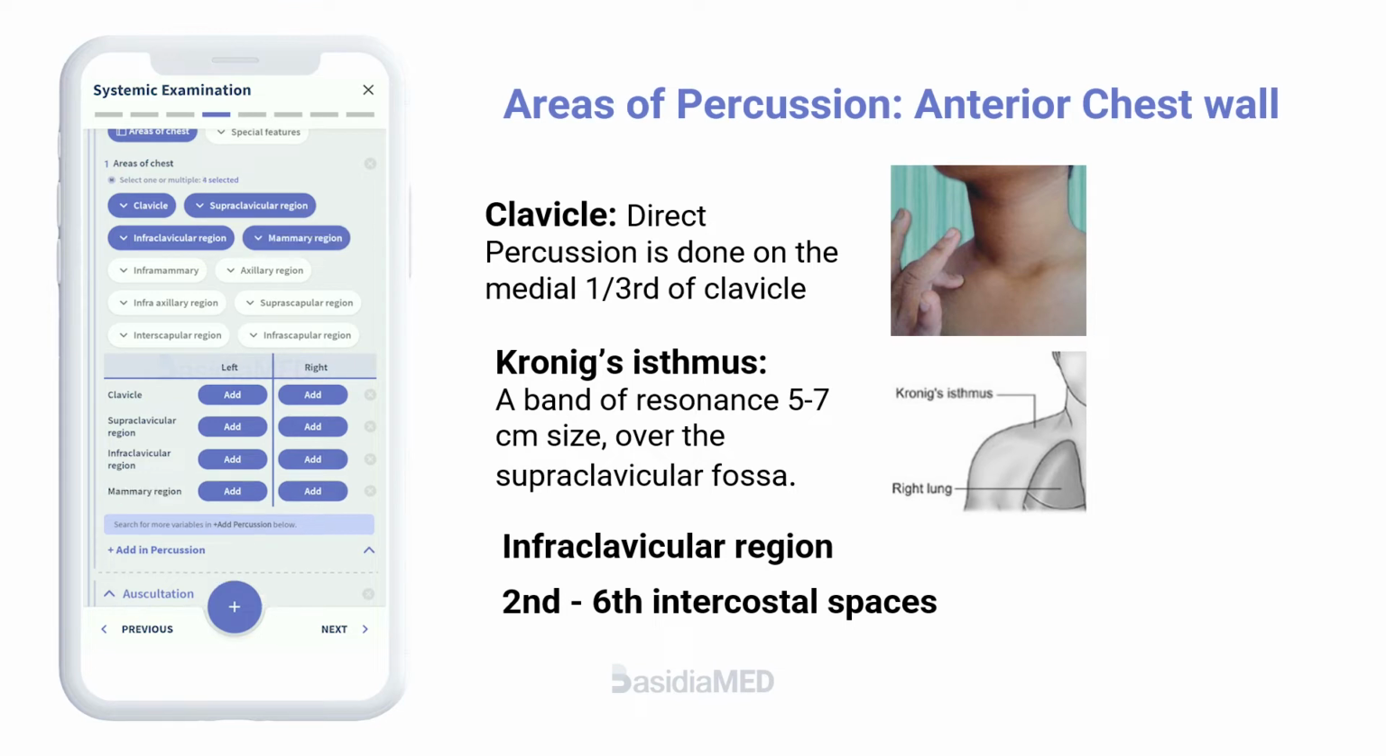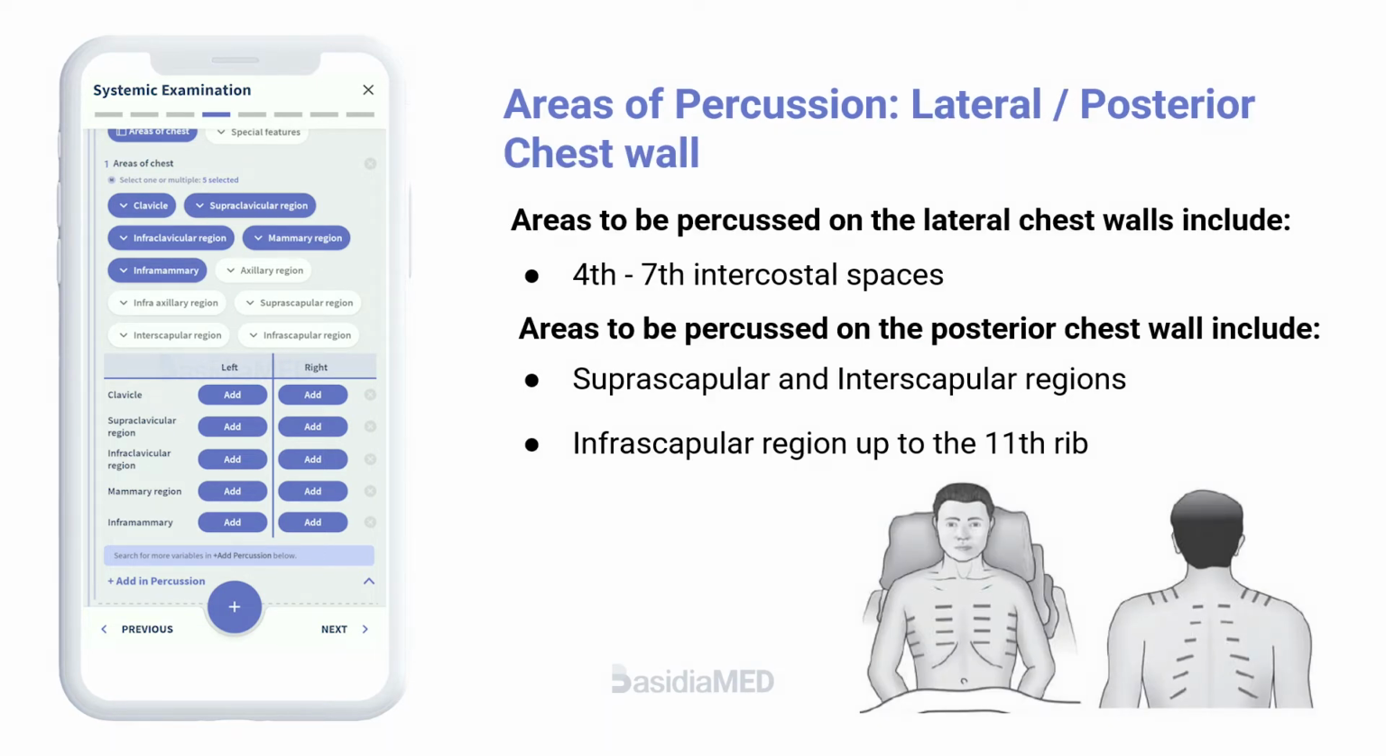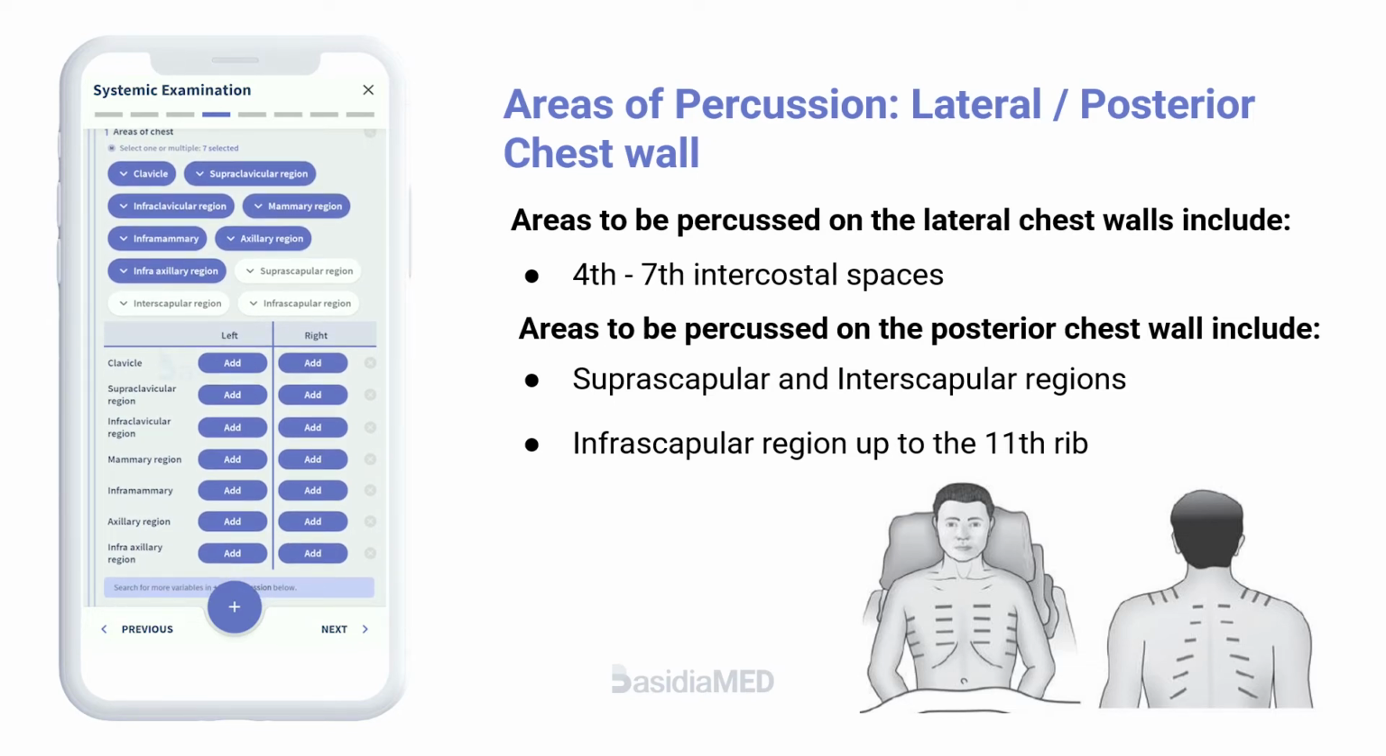Mammary and inframammary regions, 3rd to 6th intercostal spaces. Here, the percussion note cannot be compared due to relative cardiac dullness on the left side. Areas to be percussed on the lateral chest walls include axillary and infra-axillary regions encompassing 4th to 7th intercostal spaces. Areas to be percussed on the posterior chest wall include suprascapular and interscapular regions, which lie at the level of 1st to 7th ribs. Infrascapular region, up to the 11th rib.